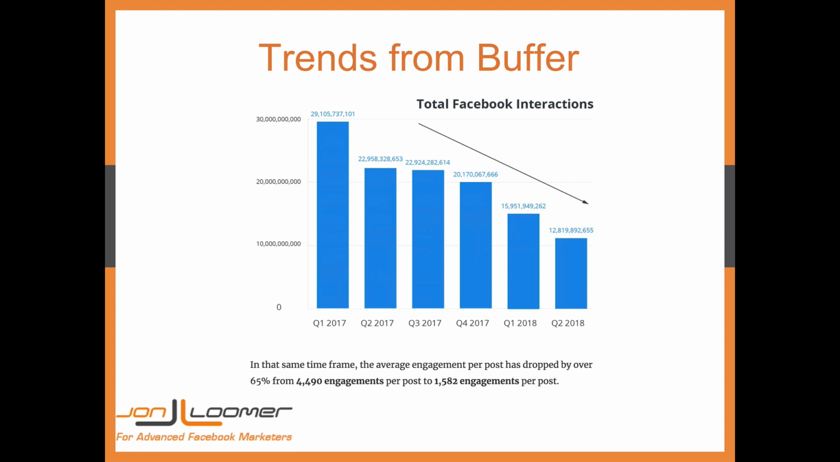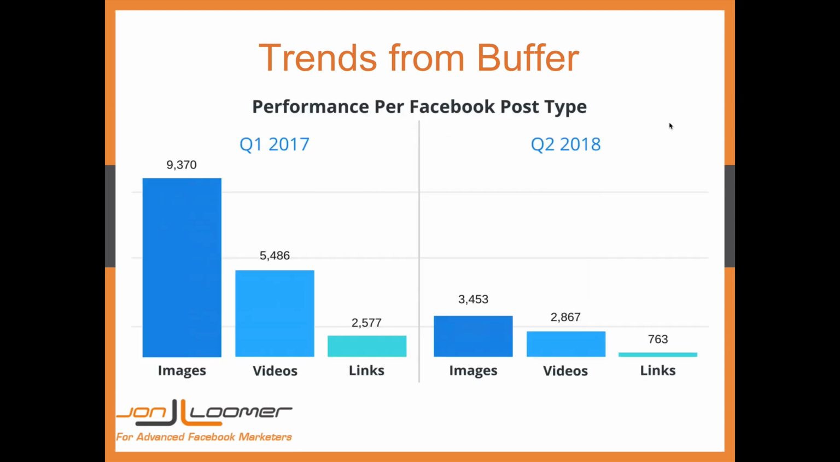We know that. So same time frame, average engagement per post has dropped by over 65% from nearly 4.5 thousand engagements per post to about 1,500. So 1,500 engagements per post. That's a pretty big drop. They say 65%. I think that's, I don't know, I'd say that's like 3 times difference.